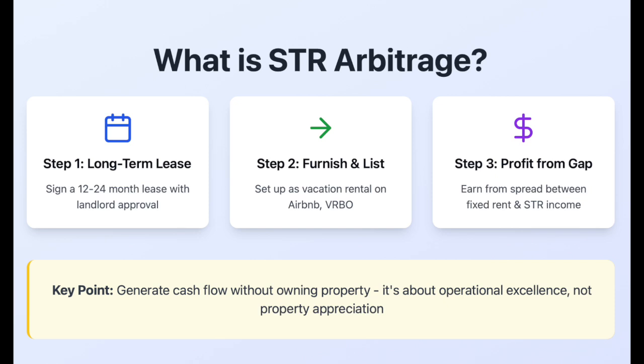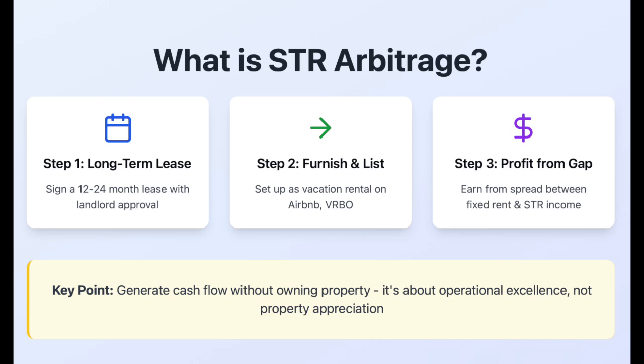Okay, so the key thing here, the arbitrage bit, is that the money you make, your profit, comes purely from the gap between the fixed long-term rent you're paying and the hopefully higher total income you get from all those short-term bookings. And you're doing this without actually owning the building. Exactly. That's the core idea. And the source material really positions this as appealing for entrepreneurs focused more on cash flow, or those looking for a lower capital entry point compared to needing a big down payment for a purchase.